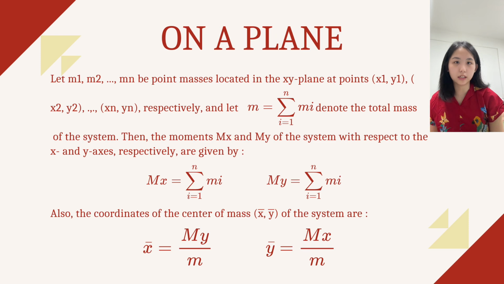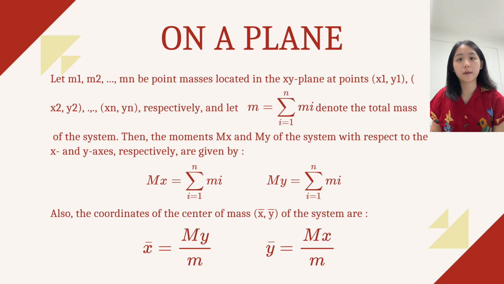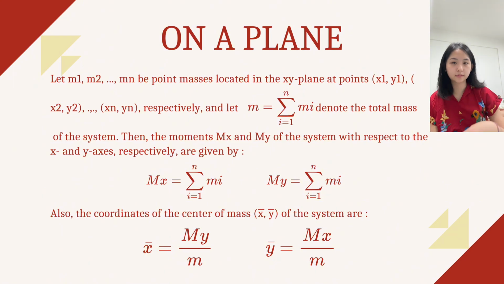And finally, we can find the coordinates of the center of mass in the two-dimensional system. The coordinates (x bar, y bar) of the center of mass are computed as x bar equals big My over small m, and y bar equals big Mx over small m.